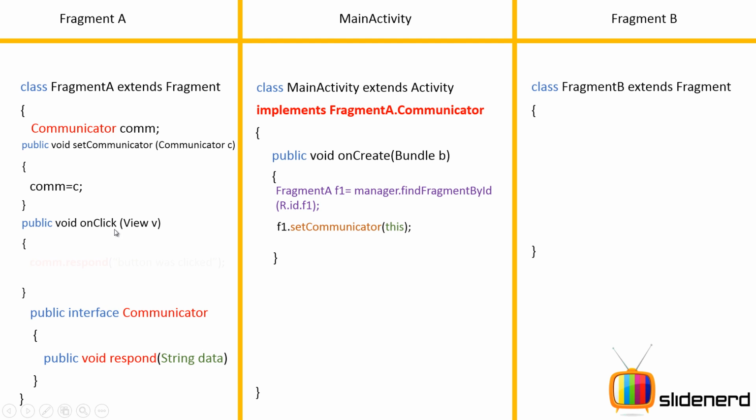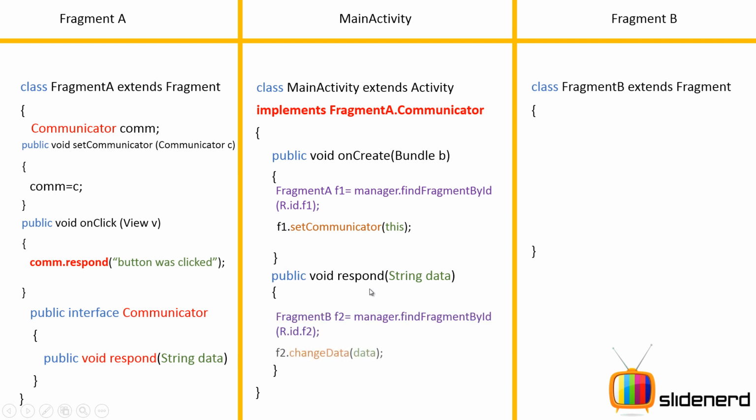Next, we have our onClick method. Whenever the user clicks on the button inside fragment A, the onClick method is going to be called. There, we can directly say com.respond, button was clicked, right? And that respond actually goes here to our activity, which says public void respond(String data). Each time the button gets clicked, this respond method is called.